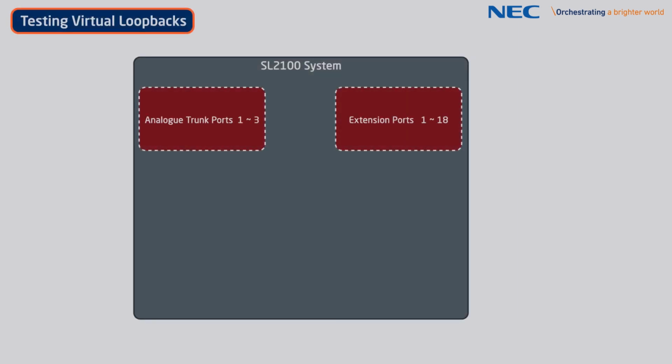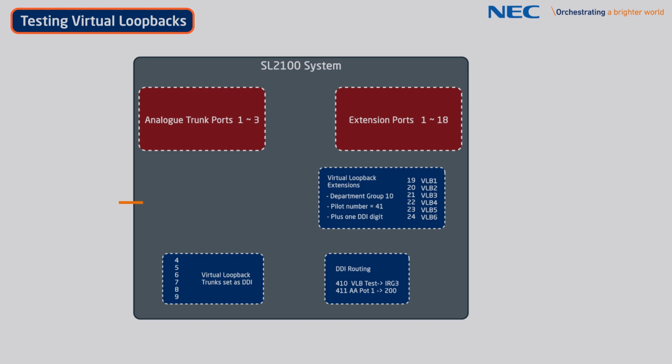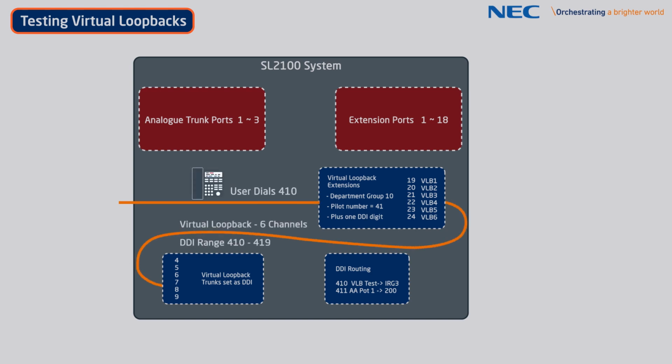You can test each Virtual Loopback DDI by placing an internal call to the pilot number, example 410. The call will be routed as defined in the DDI table and display the DDI name at the ringing extension. Placing an internal call to 411 will simulate the Auto Attendant option 1.